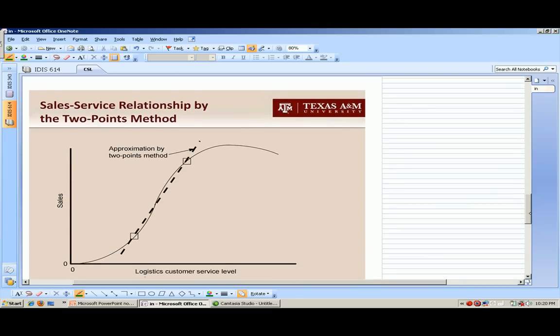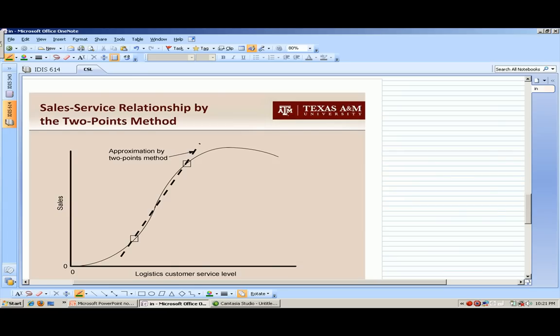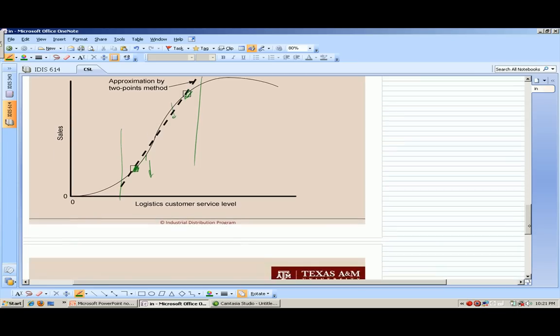Now, as I said, what we are going to do with this approximation of the 2-point method is look at the diminishing return area. We have 2 points, and based on these 2 points we are drawing a line. Sometimes this line is going to be over the actual sales curve, and sometimes it's going to be under the sales curve. But since we don't have a good method of drawing the actual curve, we have to go with what we have.